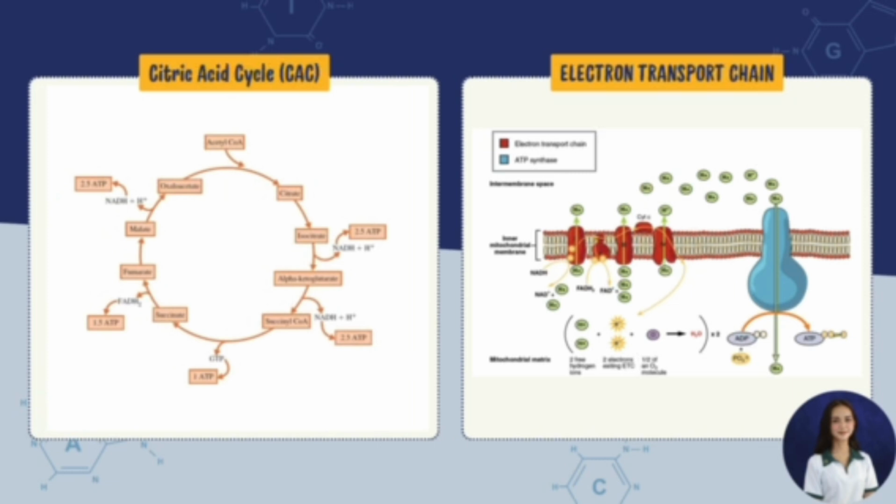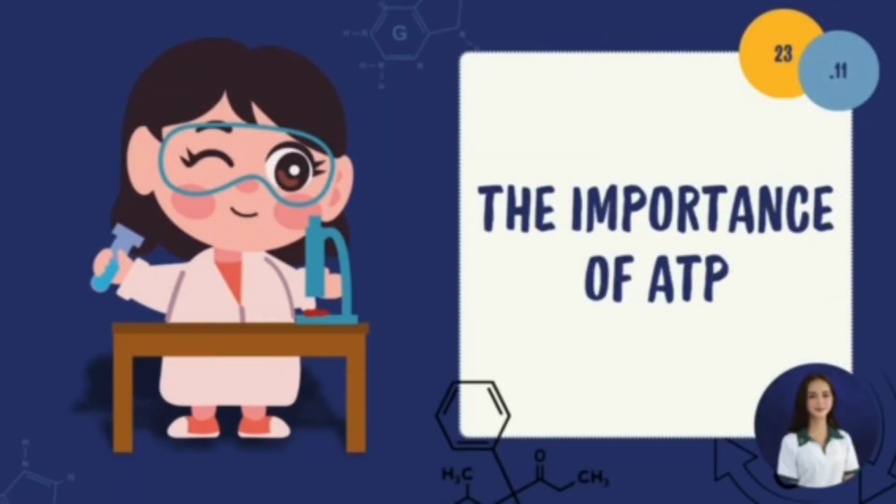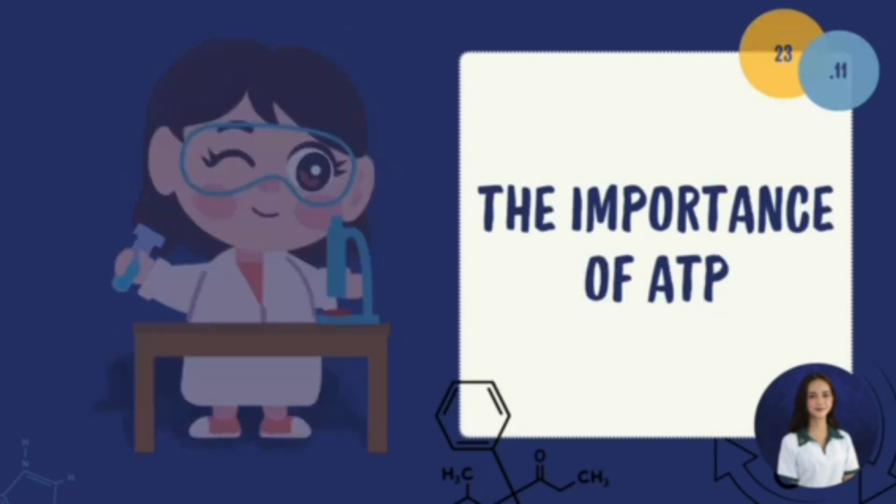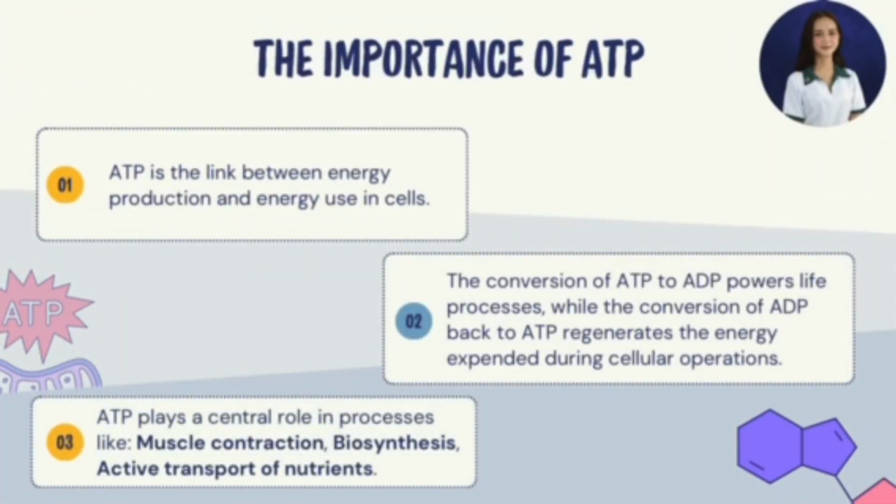Moving on to the next subtopic, we have the importance of ATP. ATP is the link between energy production and energy use in cells. The conversion of ATP to ADP powers life processes, while the conversion of ADP back to ATP regenerates the energy expended during cellular operations. Lastly, ATP plays a central role in processes like muscle contraction, biosynthesis, and active transport of nutrients.